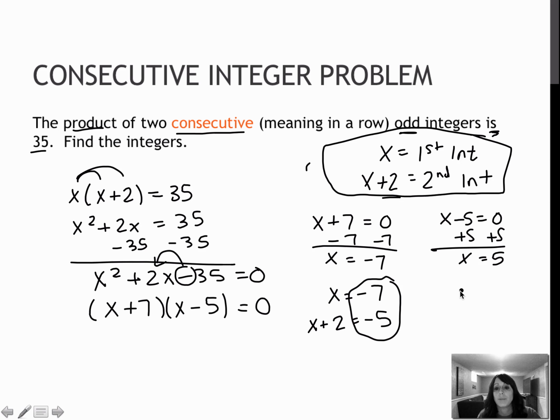Let's look at the other one. If my first value is 5, x plus 2 would be 5 plus 2, or 7. Are 5 and 7 consecutive odd integers? Yes. Do they multiply to 35? Yes, they do. So I have 2 different options in this case.